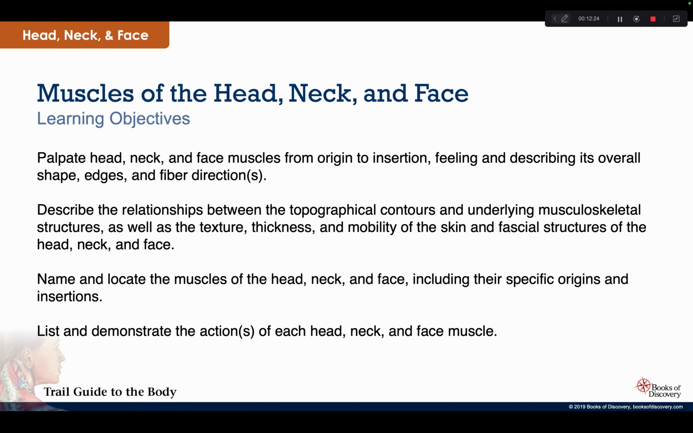So here are some learning objectives. I'm not really going to go over the details, but this is some of the slides we're going to be learning. Mainly the muscles of the head, neck, and face. We're going to learn how to palpate them, find the bony landmarks, and find the relationship between texture and thickness and mobility of the skin and the facial structures and whatnot.